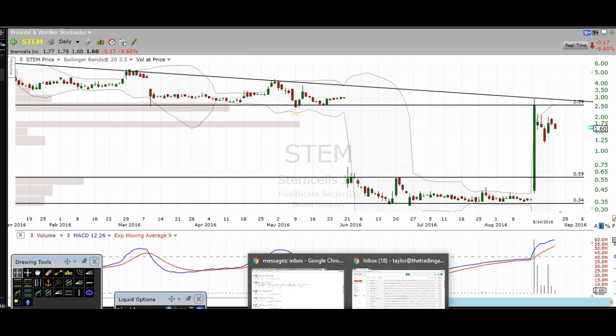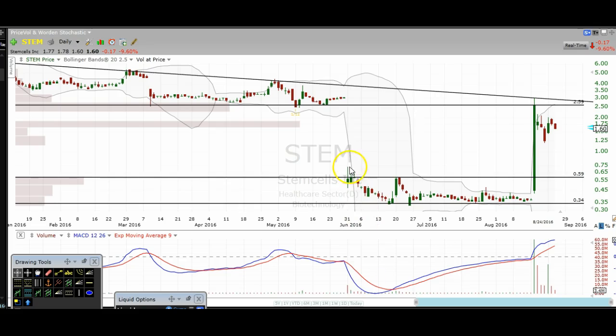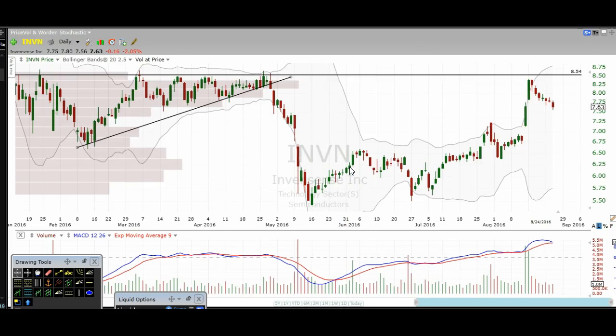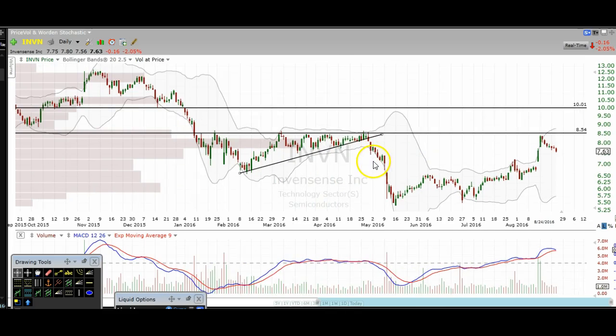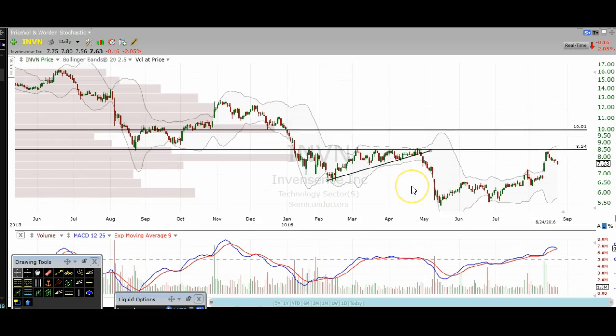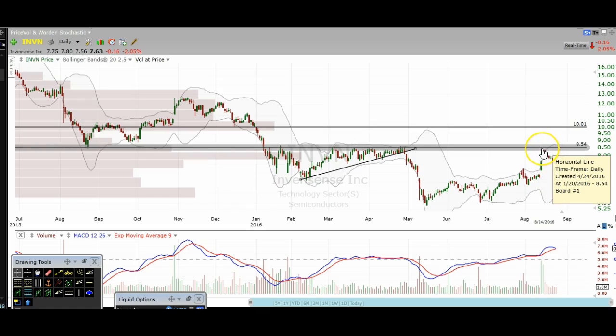Next one, let's take a look at INVN. This is one I have looked at before, so I already have it marked up. We have resistance up here at about 850. You can clearly see it was resistance here, it was support right here, and here was support, almost support right there. Here was resistance, resistance, resistance, resistance, resistance, a lot of touches there, and again, that's where we got rejected at this most recent time.